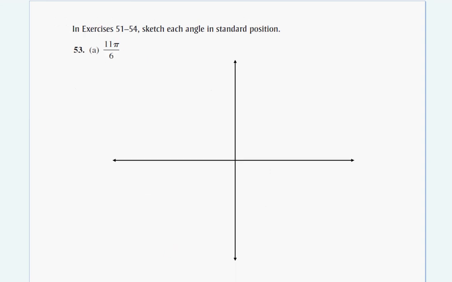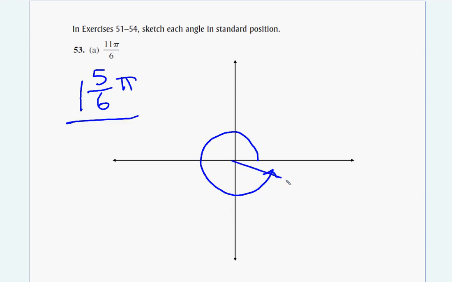11 pi over 6. 11 divided by 6 is 1 without going over, and there's a remainder of 5, so that's 1 5/6. Notice that's just under 2. If we add another 6th pi, we'd get to 2. So we're almost going to do a full lap. Here we are at 0, 1/2 pi, 1 pi, 1.5 pi. Here we're almost going to get back to 2, and we stop. So it's going to look something like that. Definitely in the fourth quadrant.